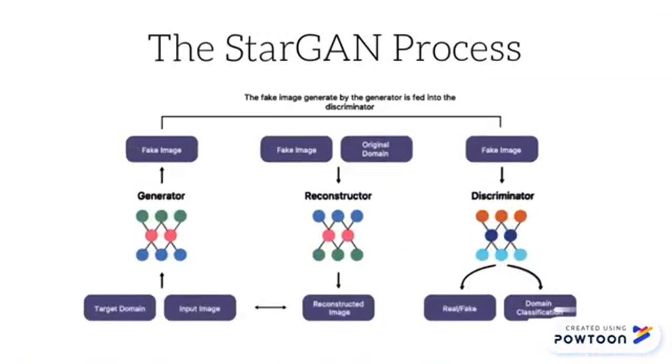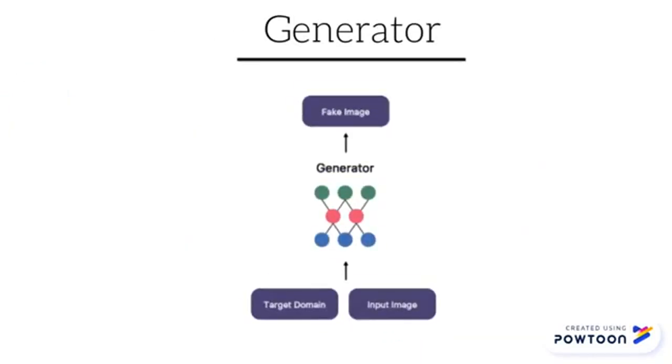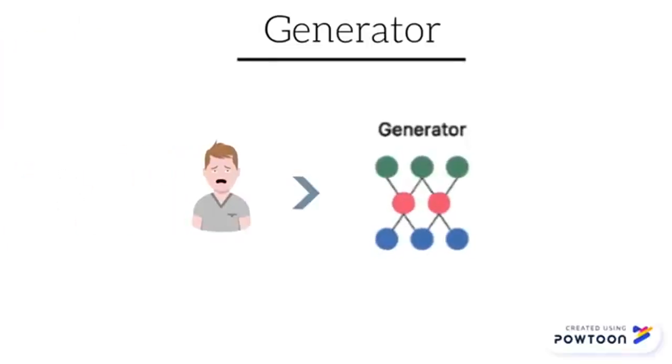This image explains the working of StarGAN pretty well. There are three basic processes that make up the StarGAN algorithm: the generator, the discriminator, and the reconstructor. Let's see how they work. The first is the generator. Let's say we have an image of a sad boy here and we want to make him happy. We first feed the image into the generator's neural network.